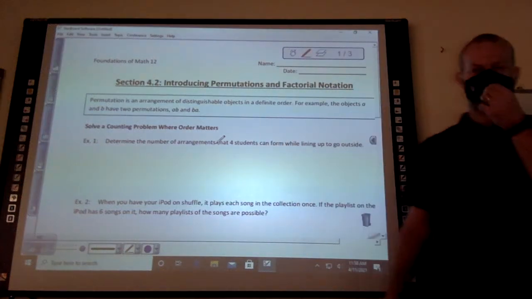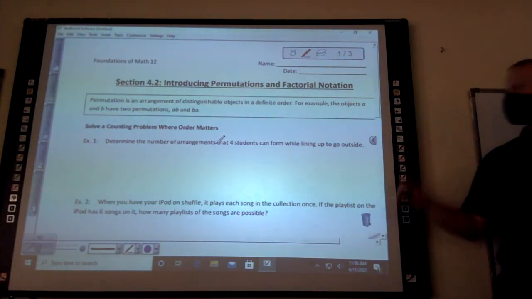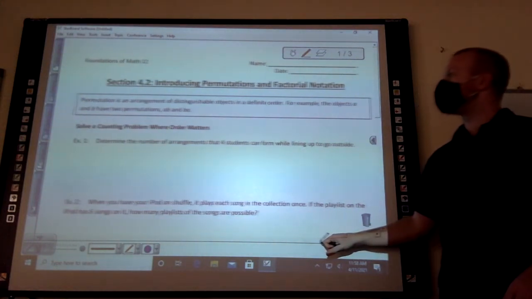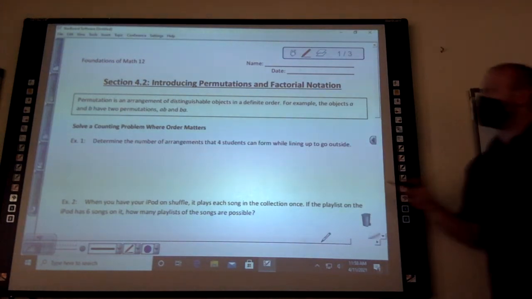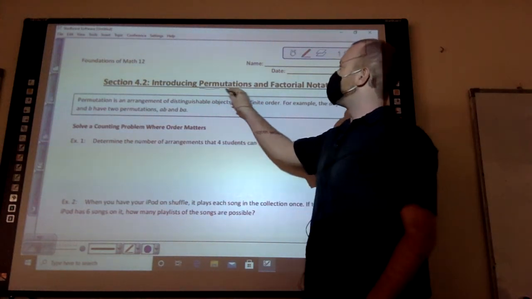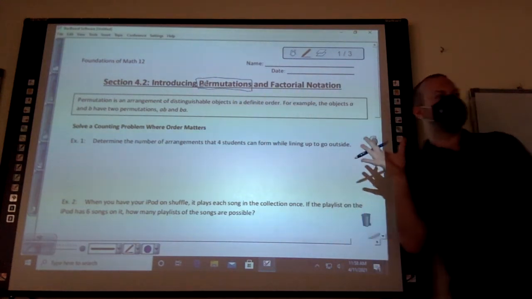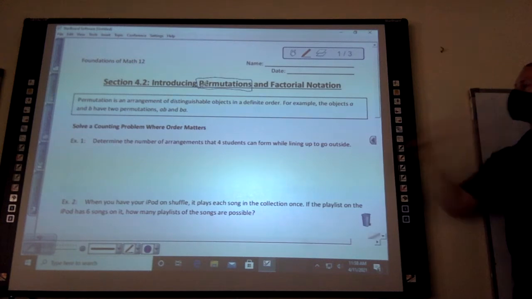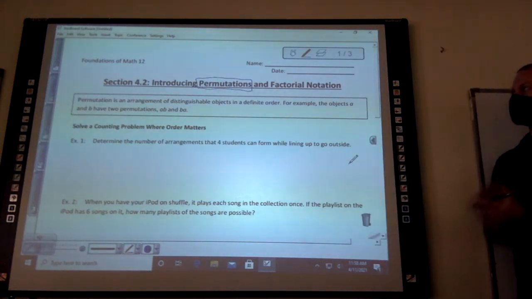All right, so we're doing section 4.2 today. I don't know if you looked at 4.1. This is going to be a little bit different than that. And we're going to be talking today about this word here, permutations. So this is going to be in contrast to something that I'll teach you later, which is a combination. Permutation is something just to pay attention to.